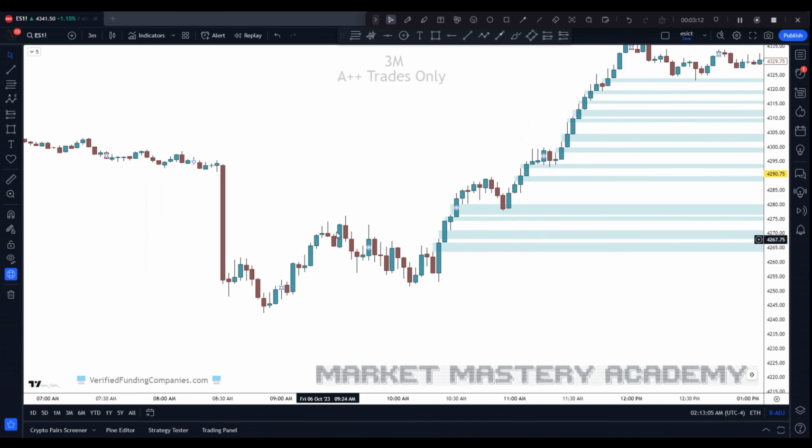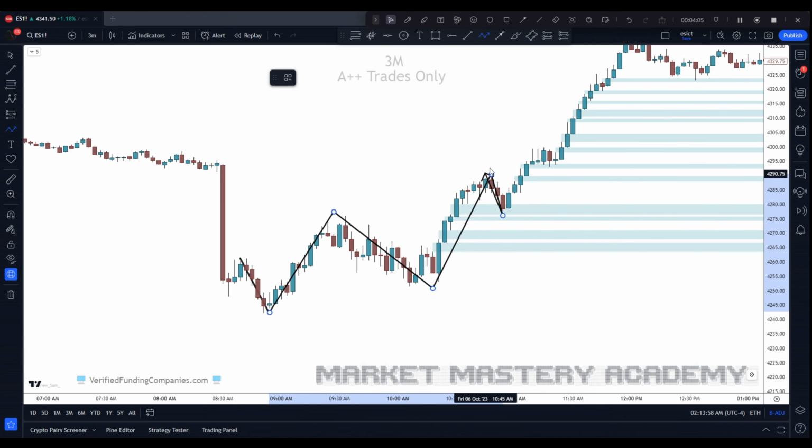is in fact a mitigation block. Why? Because it didn't run this low. If it would have ran this low, then it would be a breaker. Now, step one is find the swing high of the failure swing. It's a lot easier when you're first beginning to get the line tool and just draw it out. Now, this high is a failure swing here.